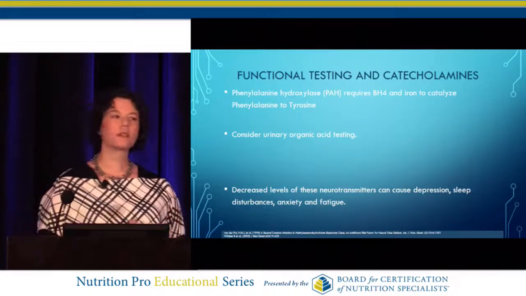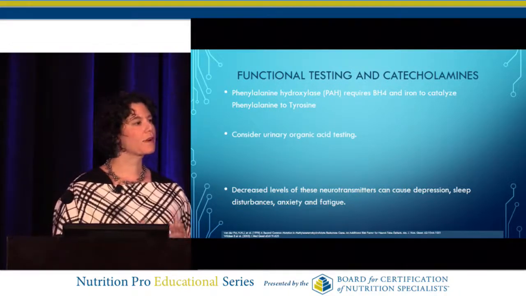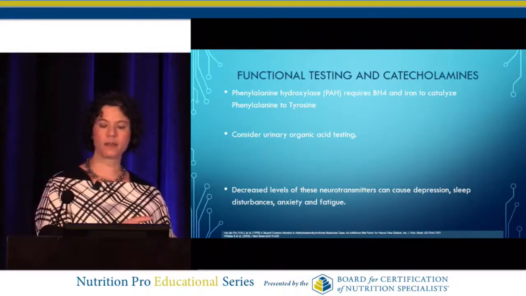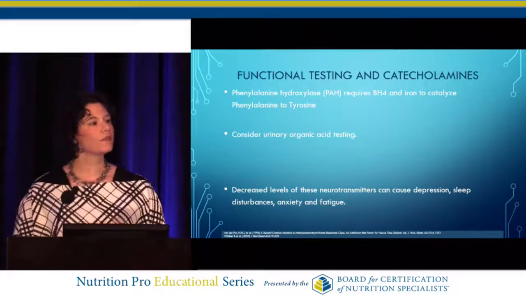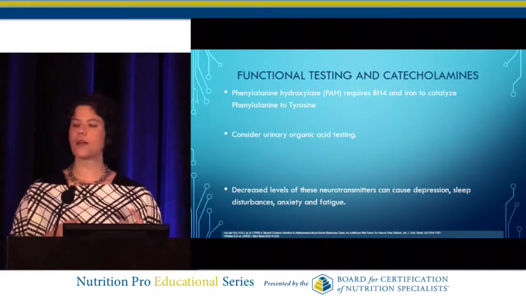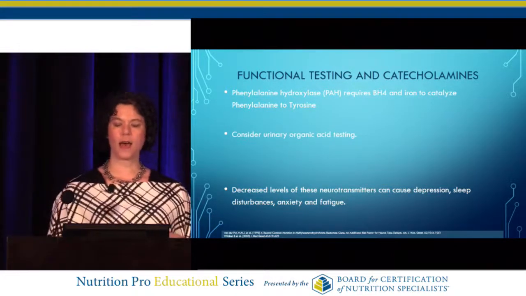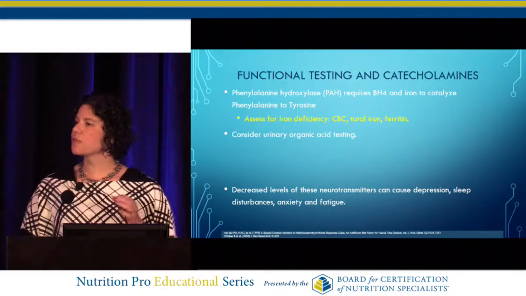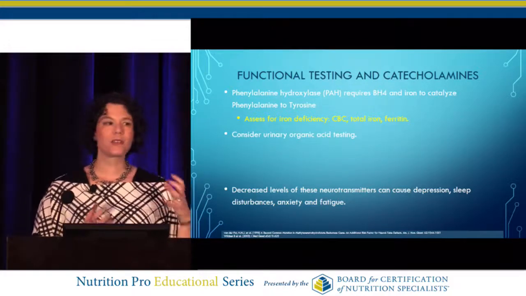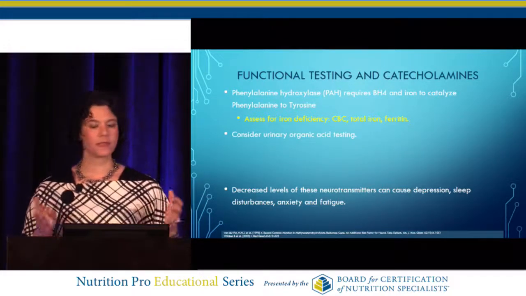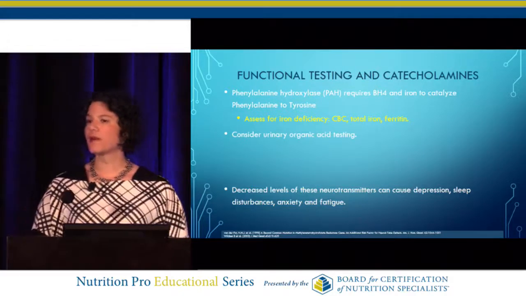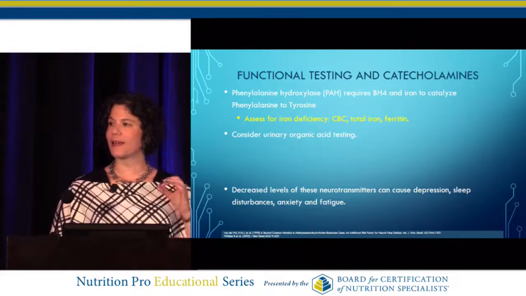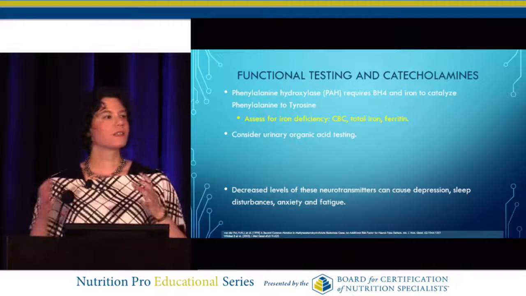All right, so let's take a look a little bit more closely at functional testing and our catecholamines. So if we have our phenylalanine to tyrosine, that's using phenylalanine hydroxylase, and that requires iron to catalyze phenylalanine to tyrosine. If you remember, we have both BH4 and iron, so we want to look at our basic CBC, total iron and ferritin levels, to make sure that their status is not impaired. They don't need an actual SNP to cause this to have some issues.